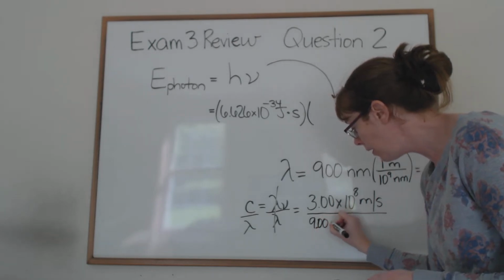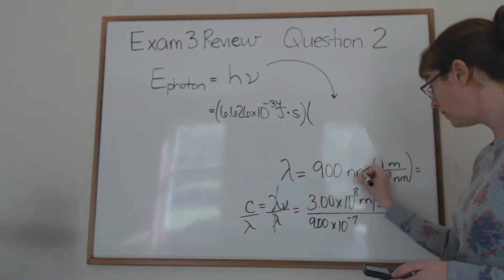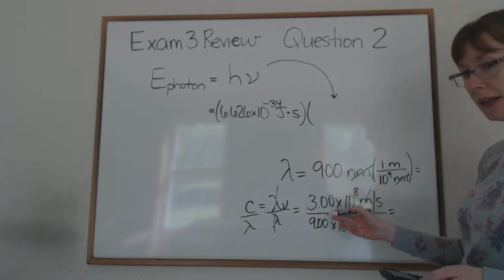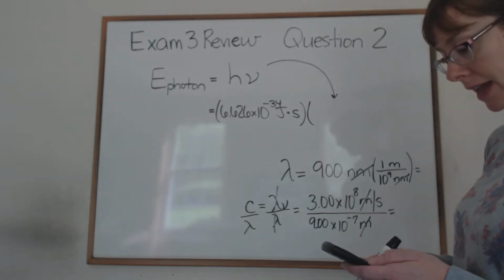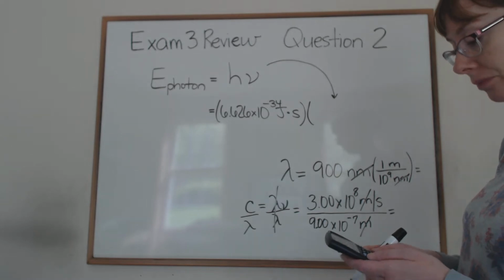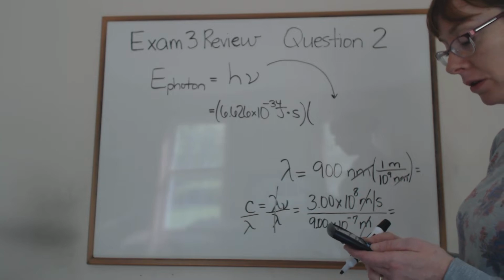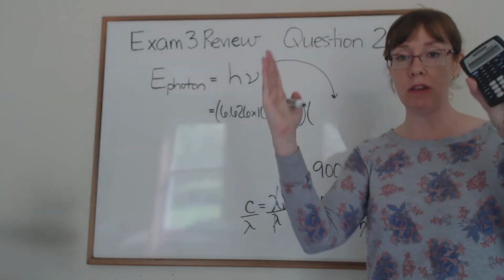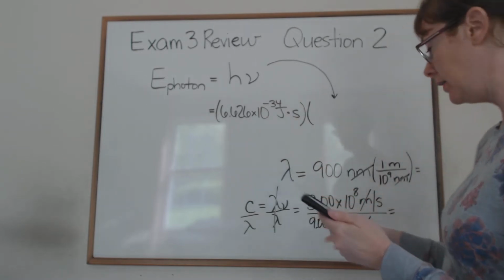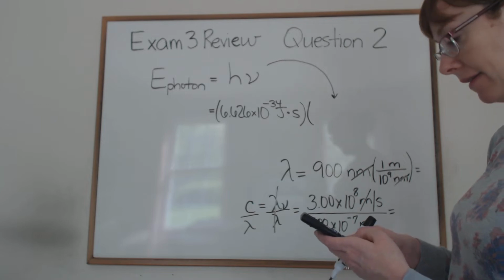9, I'm just going to put 9.00 times 10 to the minus 7th meters. Meters will cancel. And when I put this into my calculator, 3 times 10 to the 8th. Now, be careful how you enter this. Make sure you enter it correctly. Just make sure if you have scientific notation that you're putting parentheses around the whole value. So divided by 9 times 10 to the negative 7th.